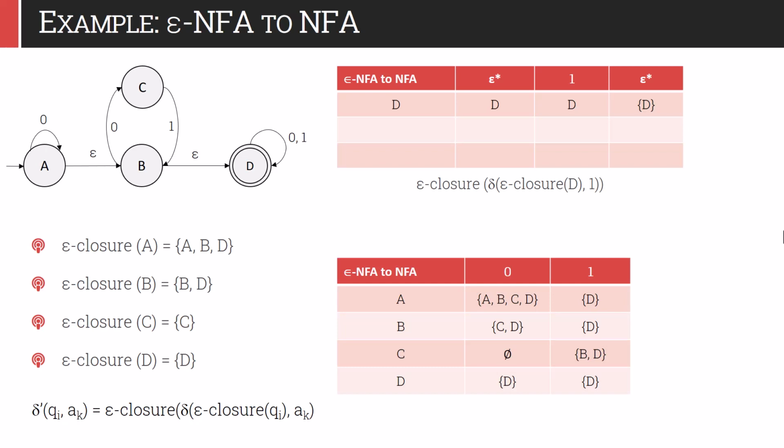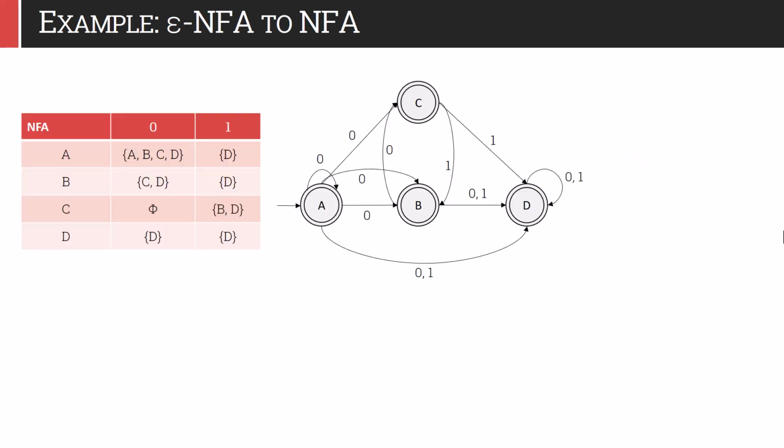So all 4 states are processed. We have already computed the delta dash transition function for all 4 states. We got this transition table, and this transition table is for the NFA. Now we just have to draw the corresponding transition diagram for that, and you can see there is no epsilon transition in this, as it is an NFA. So this NFA is equivalent to the original epsilon NFA.